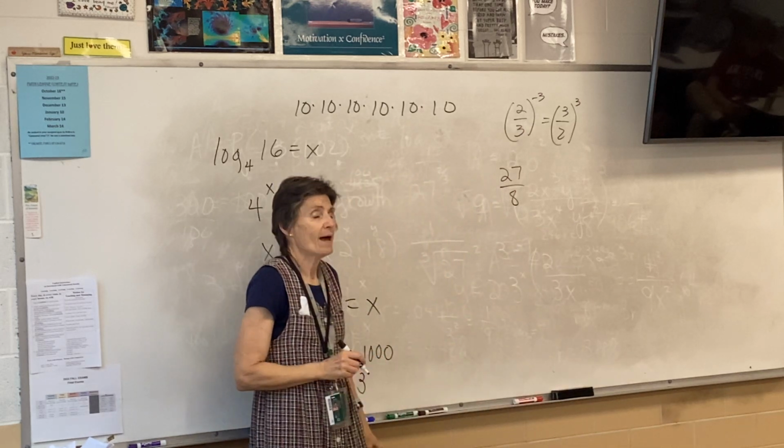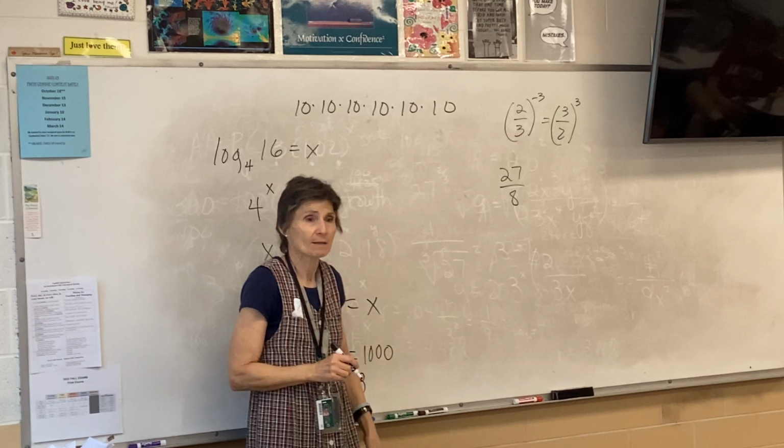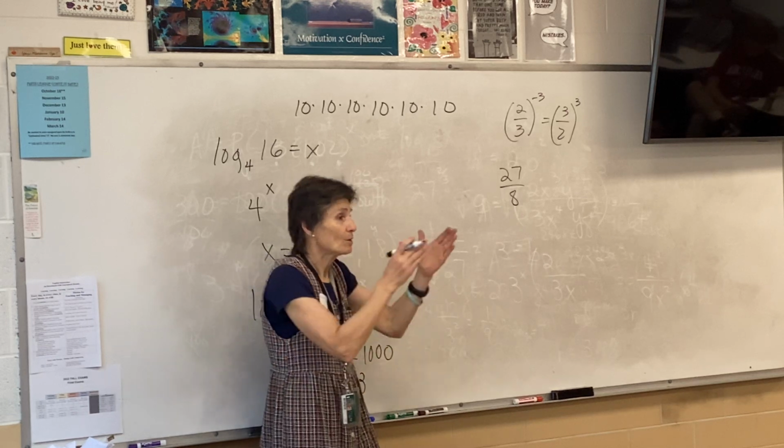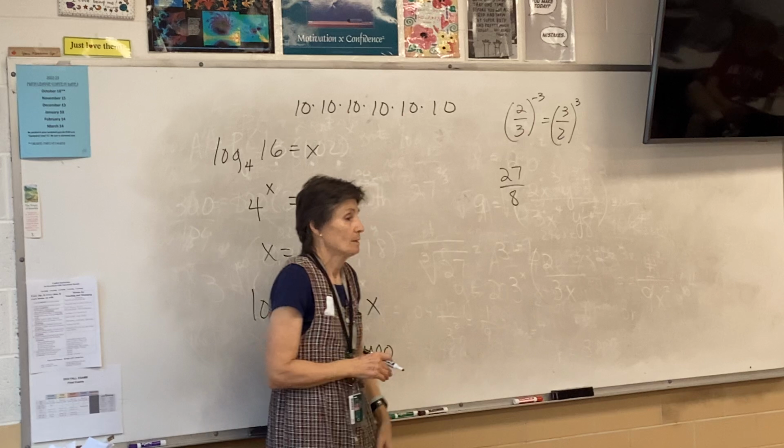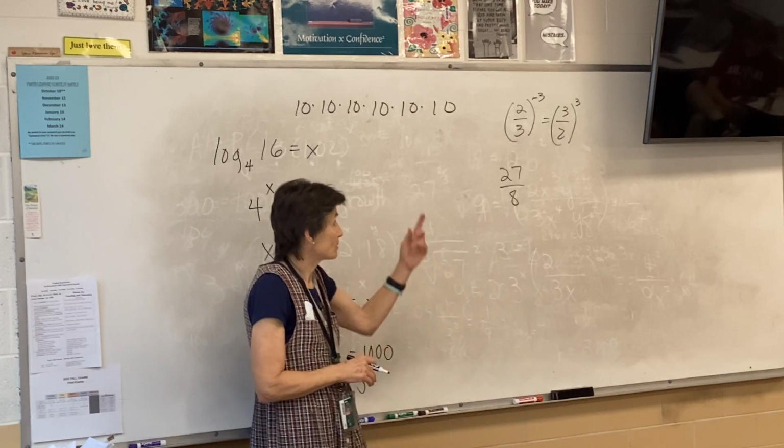I'm all for mental math, so if you can do that, that's awesome. But if you can't, write it down. 3 times 3 times 3. Multiply it out, and you're gonna get 27.